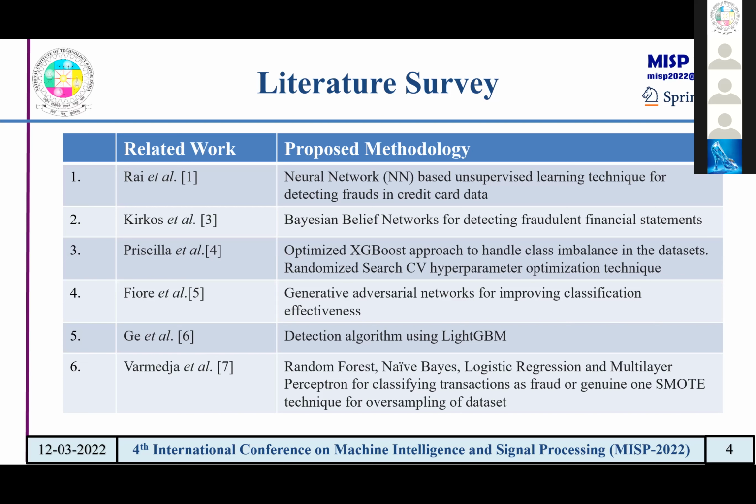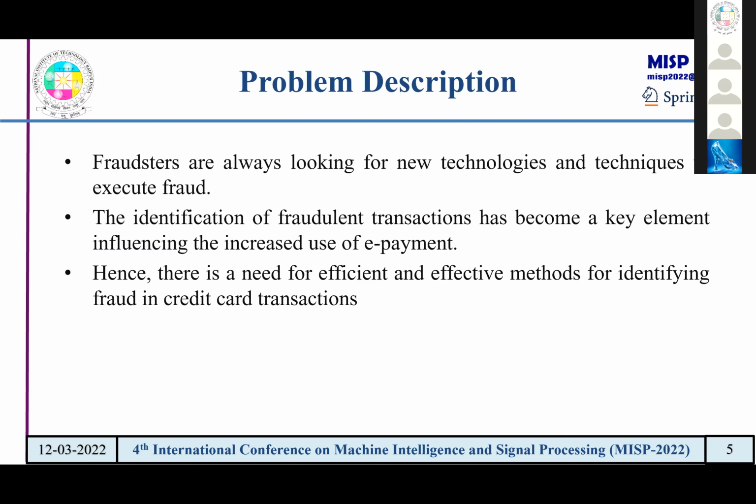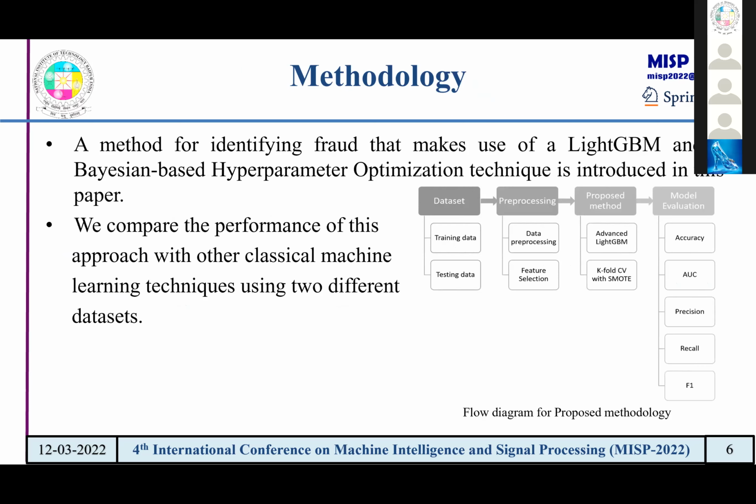By considering these papers, we have concluded with a problem statement that the identification of these fraudulent transactions has become important, influencing the increased use of e-payments. Hence, there is a need for efficient and effective methods for identifying fraud in credit card transactions. The proposed method, which we have mentioned in our paper, includes LightGBM and the Bayesian-based hyperparameter optimization technique. Together, we have termed it as advanced LightGBM.